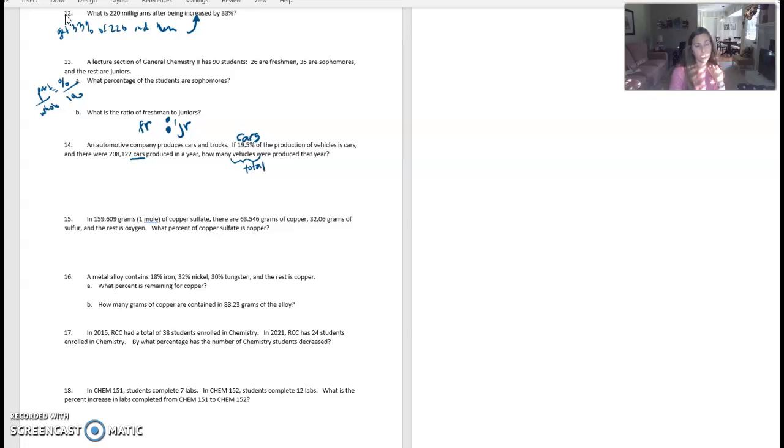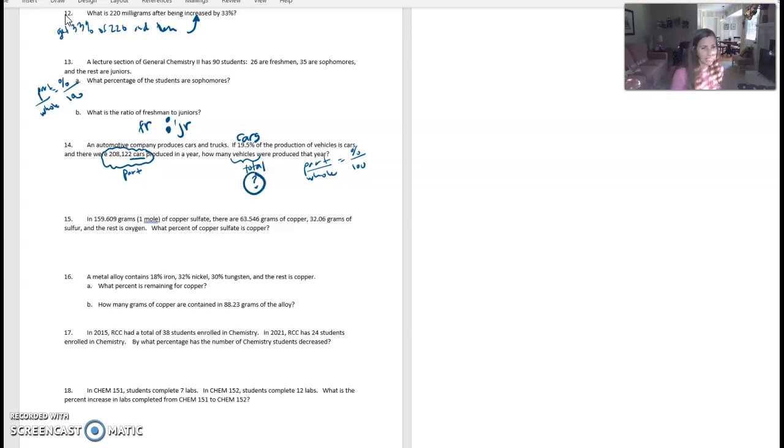We know the number of cars, and so I don't want to say too much. I would use part over whole equals the percent over 100. Now, is this the whole or is this the part? Again, they're producing cars and trucks, and we're talking about how many vehicles total. So I would guess that the cars is the part of it, and what we're looking for is the whole. This is what we're trying to figure out.